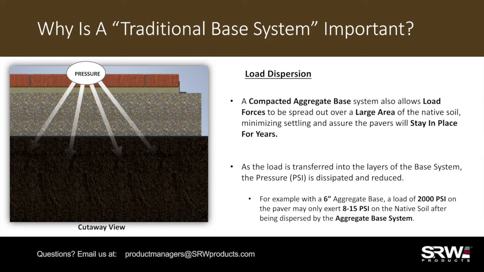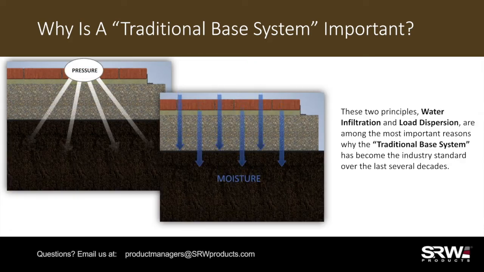Let's say we have a 6-inch aggregate base, and we apply a load of 2,000 pounds per square inch to the surface. The load vectoring may see a pressure of only 8 to 15 psi on the native soil below. That load was dispersed from 2,000 psi to less than 15 by the aggregate base system through load dispersion. These two principles, water infiltration and load dispersion, are among the most important reasons why the traditional base system has been recognized by organizations and installers to be the industry standard over the past several decades.